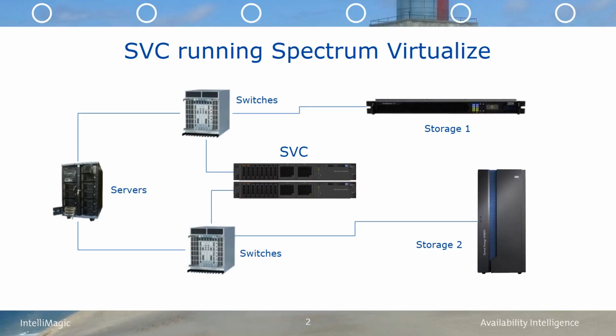IBM Spectrum Virtualize software virtualizes your block storage environments, allowing you to manage your storage environment in a single pane of glass. In this diagram, you can see the SVC running Spectrum Virtualize software residing between the servers and the storage. Spectrum Virtualize runs on a variety of IBM hardware, including SVC, V7000, V3500, V3700, and V9000. In this video, I will walk through a use case which pinpoints the root cause of a performance issue on an IBM SVC system running IBM Spectrum Virtualize.